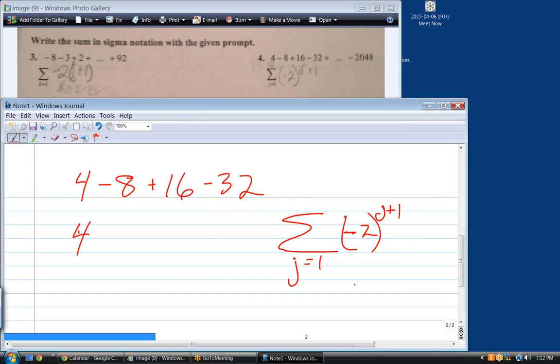Okay? Second term is what? j is equal to 2. So we now have -2 to the third power, which is -8. Third term, j is 3. We have -2 to the fourth power, which is +16. That's it.